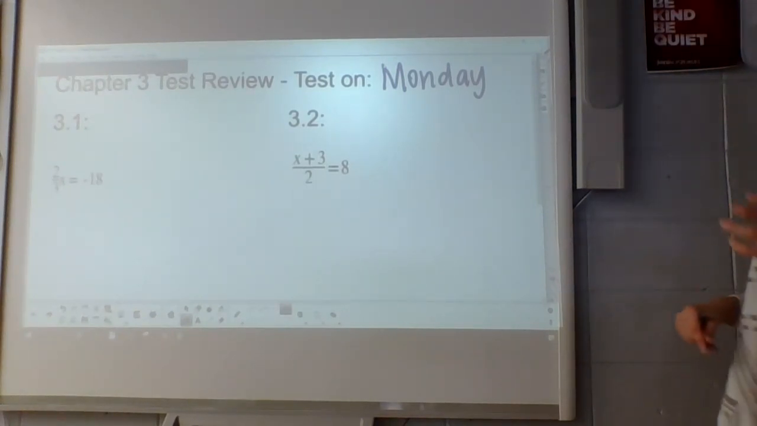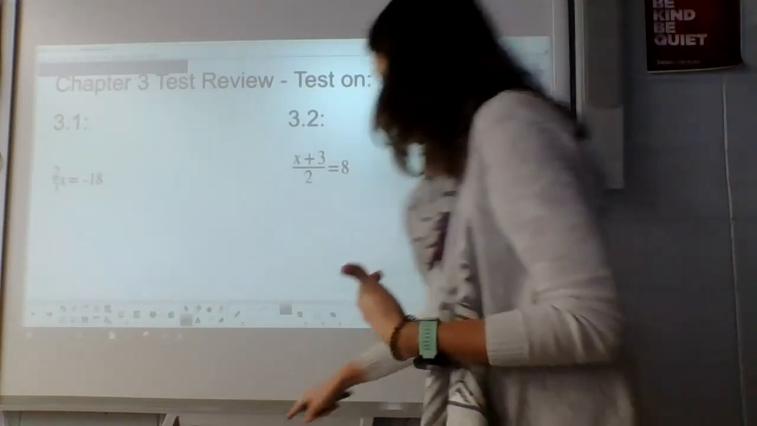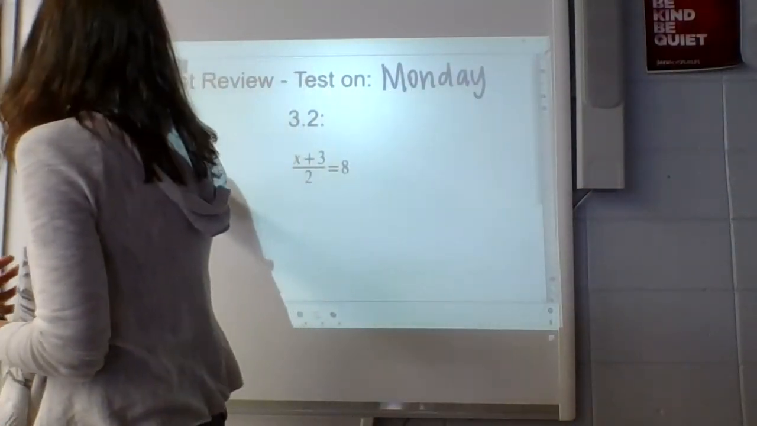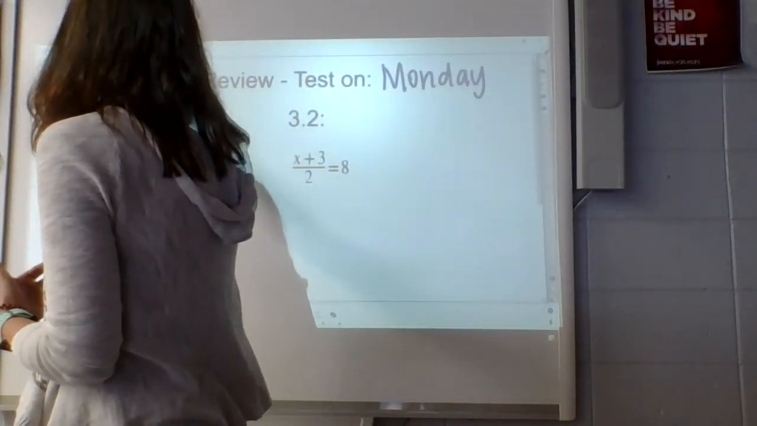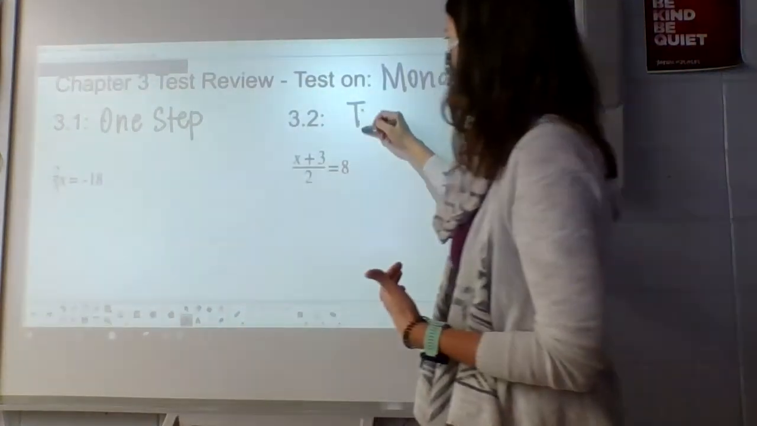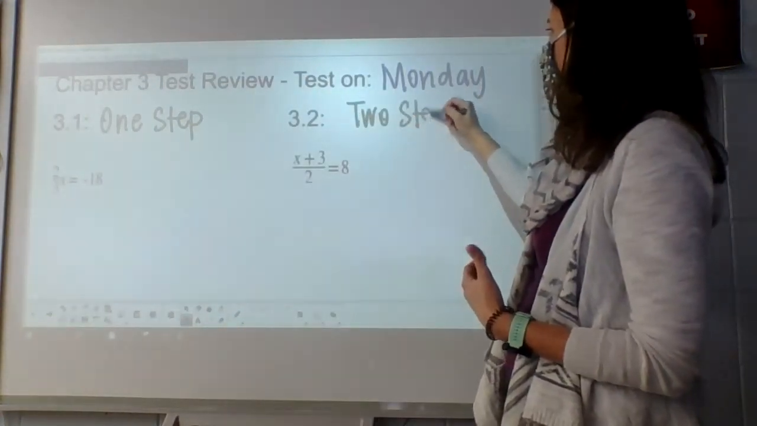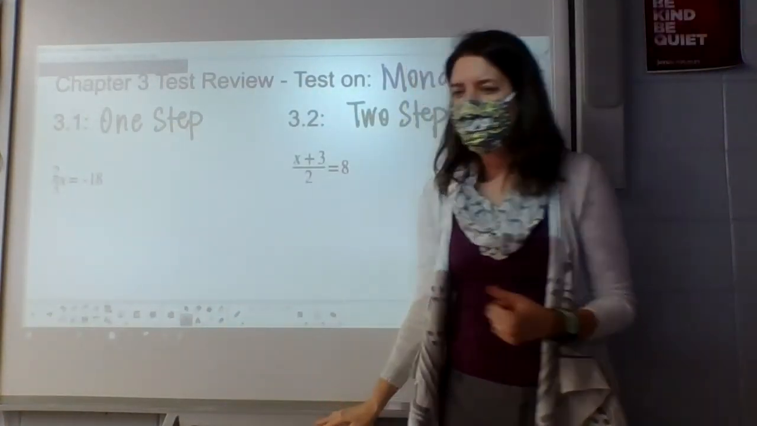So in our first couple of sections, we did 1-step, 2-step equations. Hopefully now looking back at these, you're going to be like, oh yeah, that was super easy now when we did that. So we have our 1-step, and then also 2-step. So we are solving equations, 1-step and 2-step.